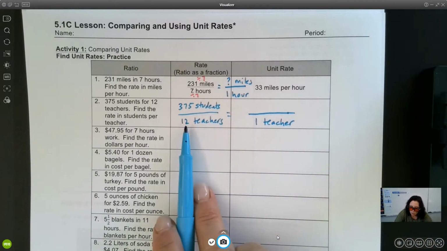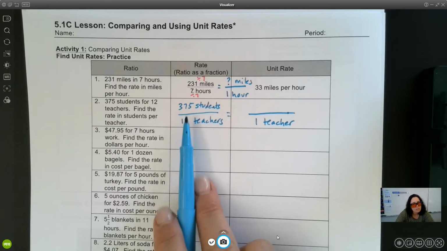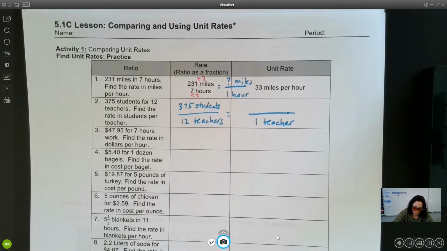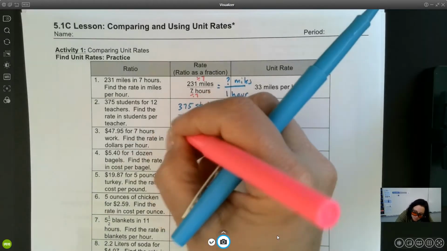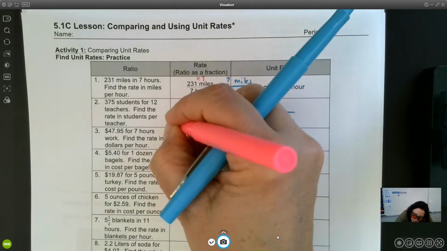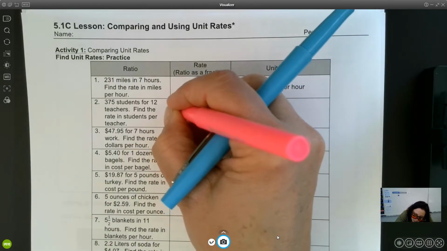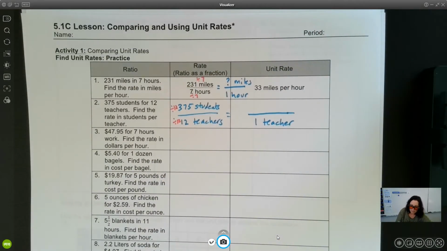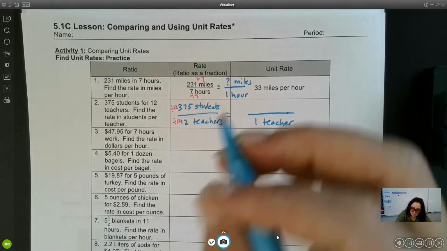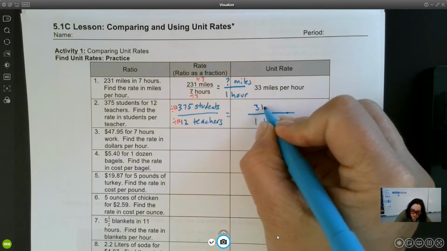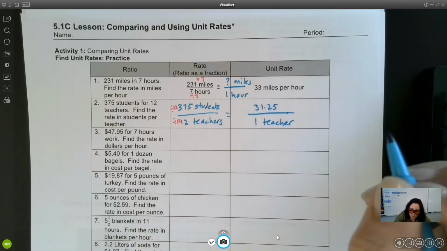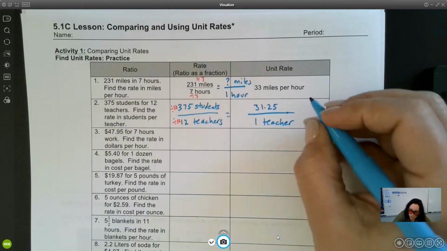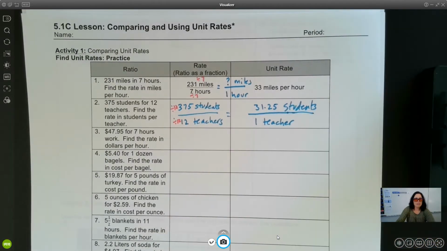Do you understand that we're dividing by 12 on the top and the bottom? We're dividing this by 12, and we're dividing this by 12. I just have more space to write it over to the left there. 375 divided by 12 comes out to a decimal, 31.25 students.